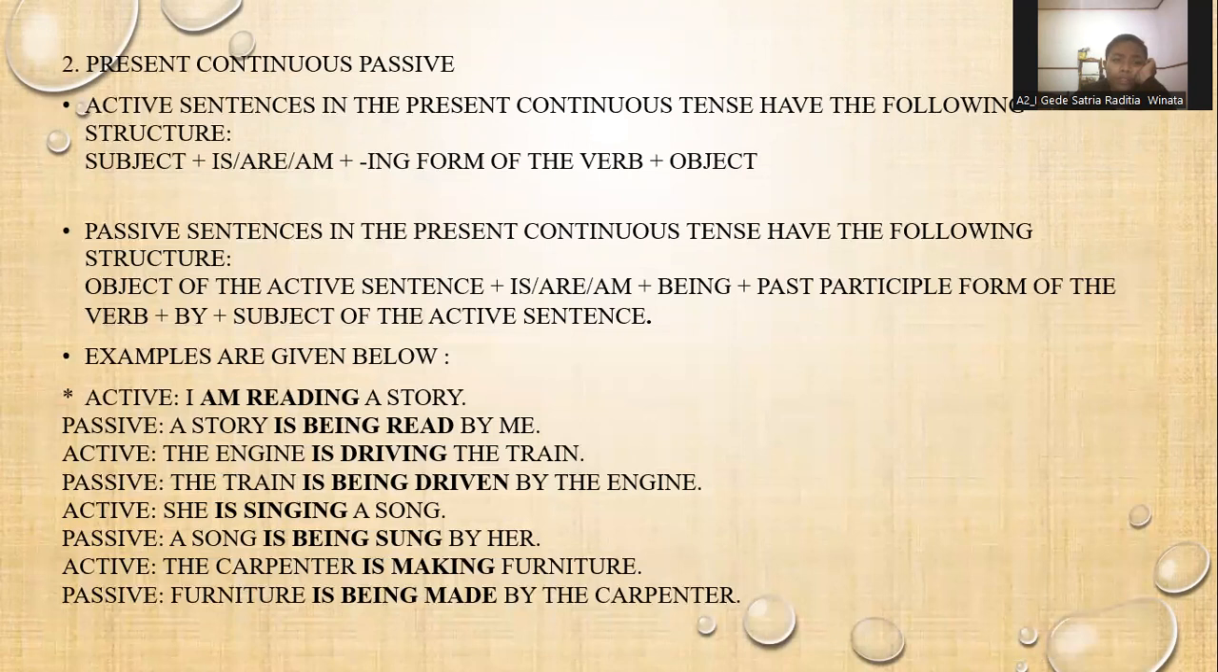The present continuous passive. Active sentences in the present continuous tense have the following structure: subject plus is, am or are plus the ing form of the verb plus object. Passive sentences in the present continuous tense have the following structure: object of the active sentence plus is, am or are plus being plus past participle form of the verb plus by plus the subject of the active sentence. The examples are given below. Active: I am reading a story. Passive: a story is being read by me. See more examples on another slide.